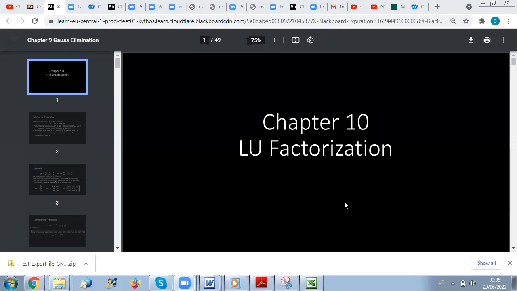Okay, so today we will start a new chapter, and this chapter is related to the previous one. We will do a revision of what we did previously, plus we will introduce a new idea. In this chapter we will talk about LU factorization, an operation to solve a linear system of equations, and we will see in which case it will be efficient.